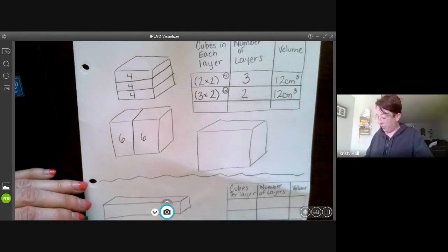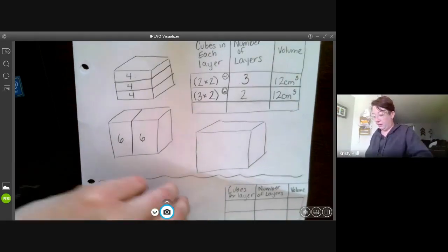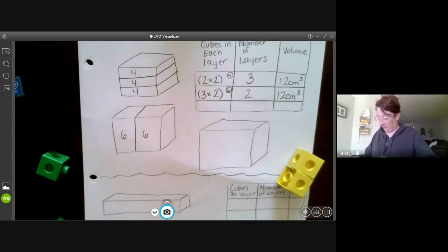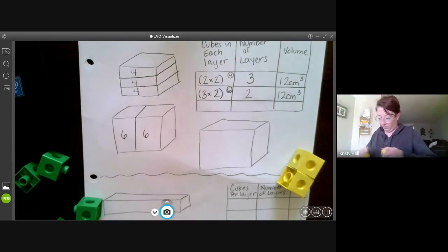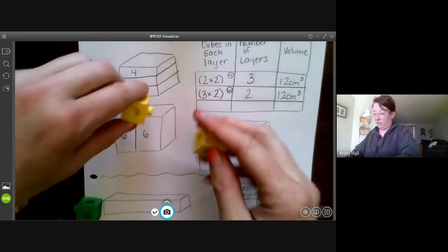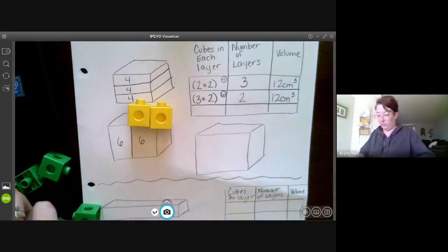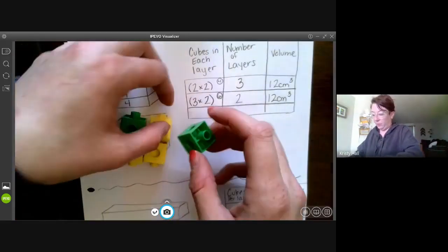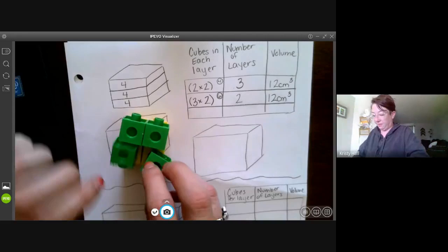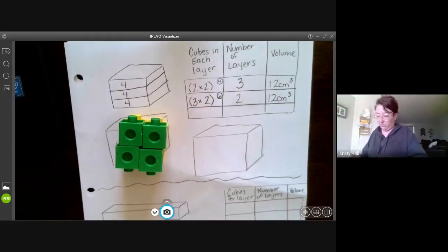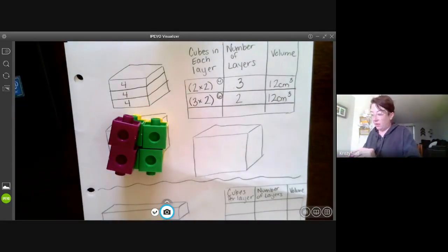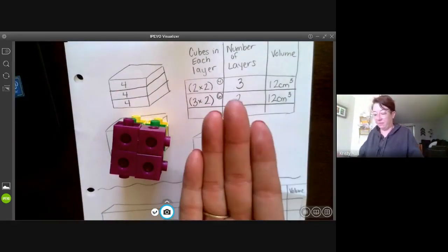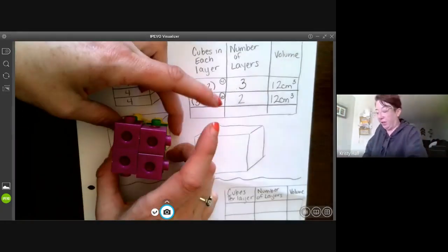Okay, so we have one more way that we're going to partition this. I'm just putting my original shape back together. So the last way that I'm going to partition this, I've gone top to bottom and side to side. Now I'm going to go front to back.